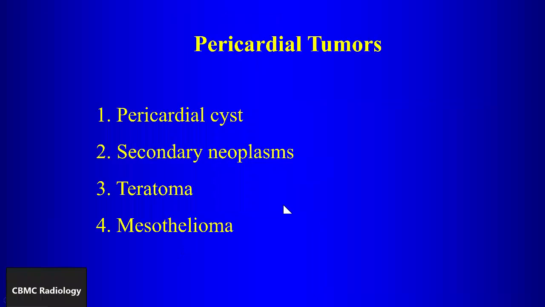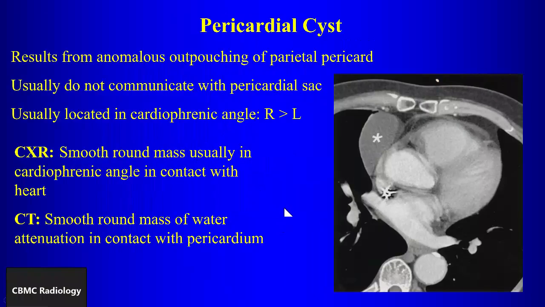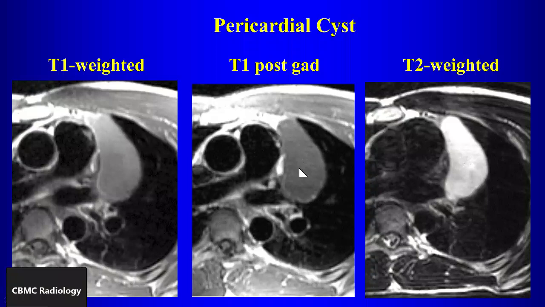So, moving on to pericardial tumors: pericardial cysts, secondary neoplasms, and then some other more unusual pericardial tumors. So these pericardial cysts don't communicate with the pericardial sac. Right or left cardiophrenic angle, right greater than left. Very smooth walled, and usually of fluid attenuation. Very bright on T2 weighted imaging, no enhancement when you give contrast. Might be slightly higher than fluid on T1 weighted imaging from proteinaceous contents.